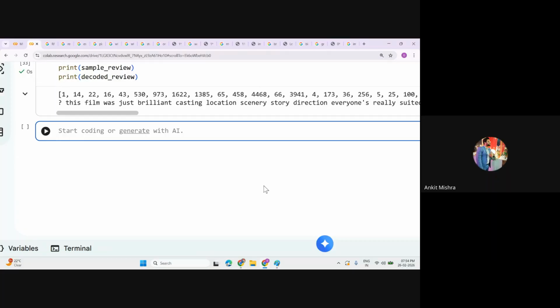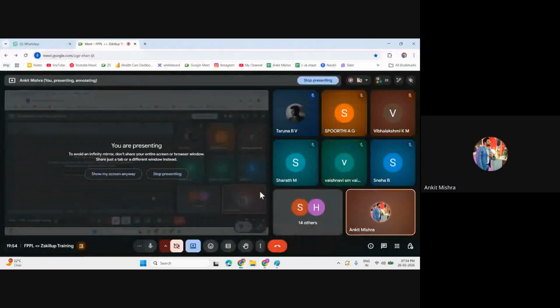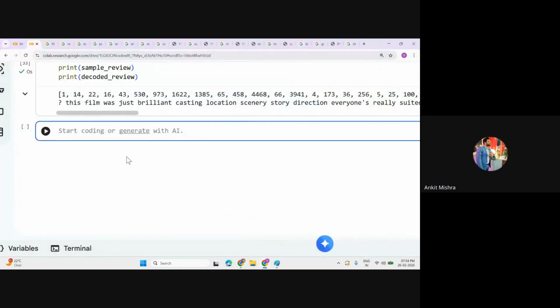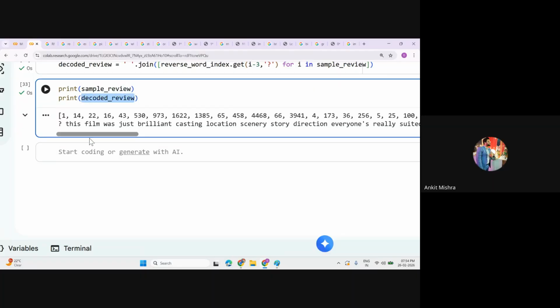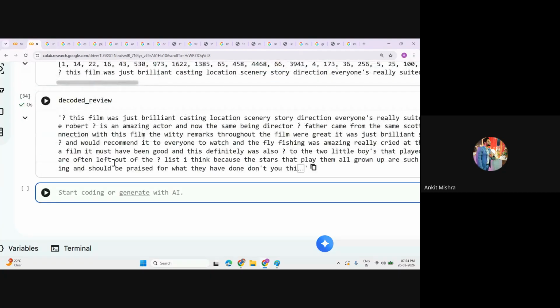Guys, is there any doubt or any sort of issue? Just let me know. Class, any confusion? In the same way, with the help of this, we can convert our data from numerical to textual, because we want to understand what exactly these reviews are. If you want to print that review so that we can completely see it, you can just pass this to the print function, so you can get this.